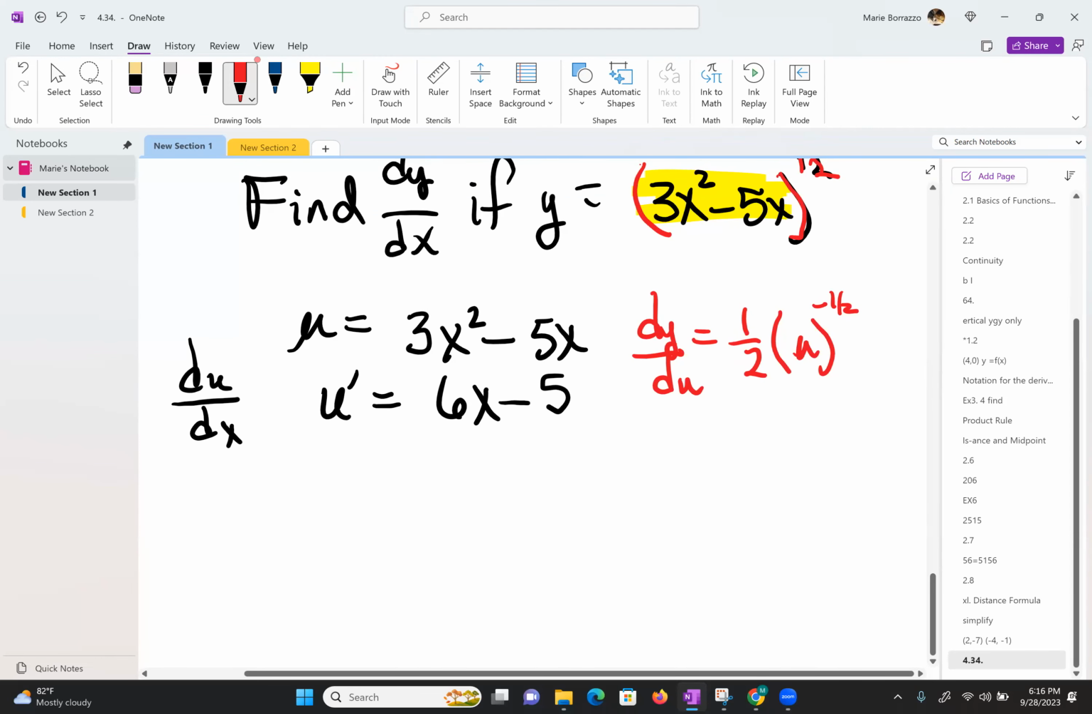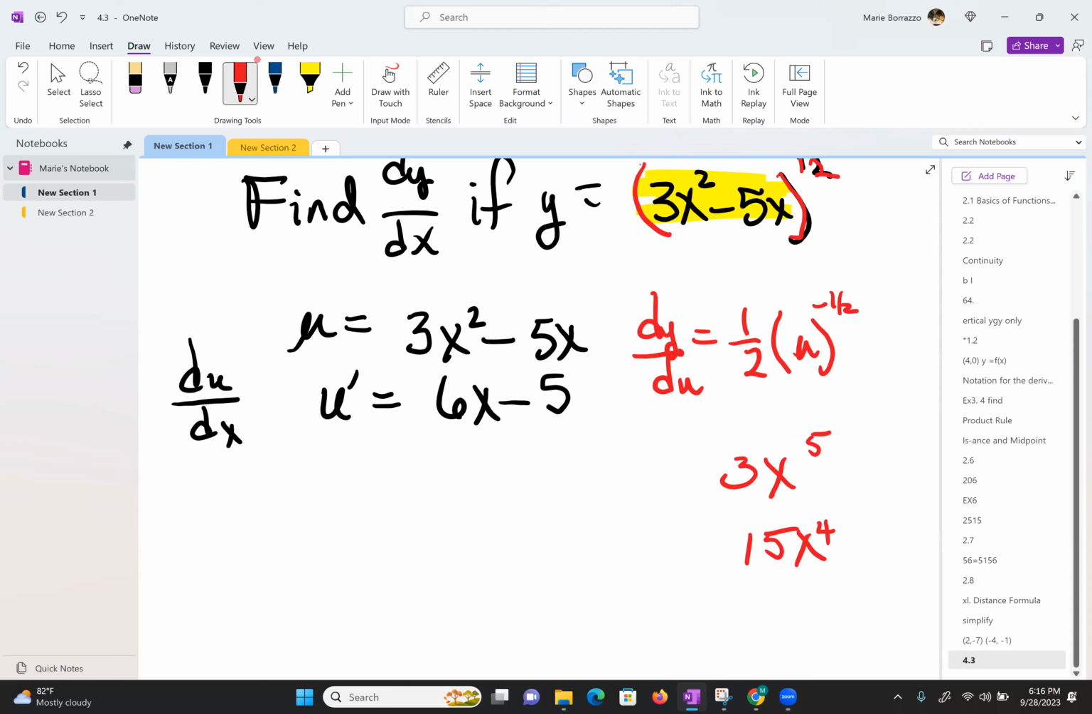Or if I gave you an example and I said, hey, I have 3x raised to the fifth, the first derivative is 15x to the fourth, right? Because you take away one from the exponent after you multiply. So you multiply and take away one. Remember those examples? Yes. Okay, good. So if you notice, I've done two derivatives at this point to start this problem. One of them is dy over du, because that'll give me the shell. And then I did the derivative of du over dx.